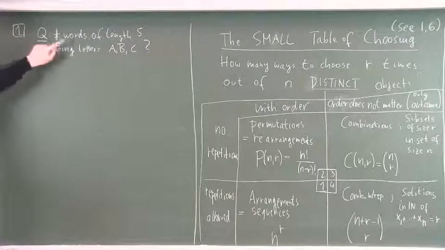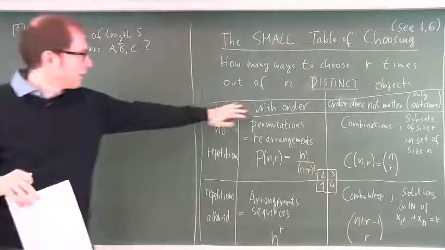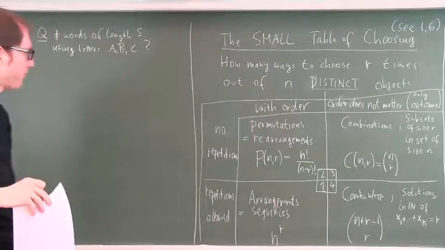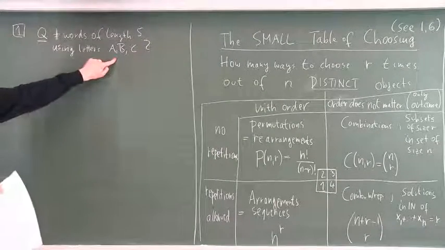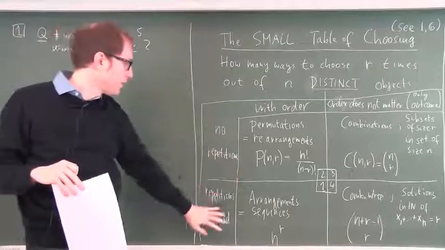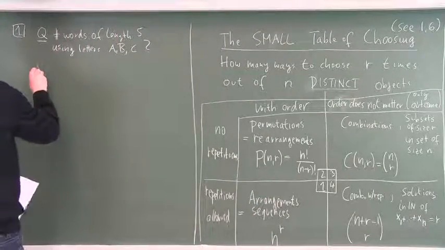So the important thing here is a word. Word means the order is important. A word is a certain order, and so this means we should look for this column. The second thing is it tells you can use letters, maybe several of them. So this means repetitions are allowed, so we are down here. And so what's the answer?